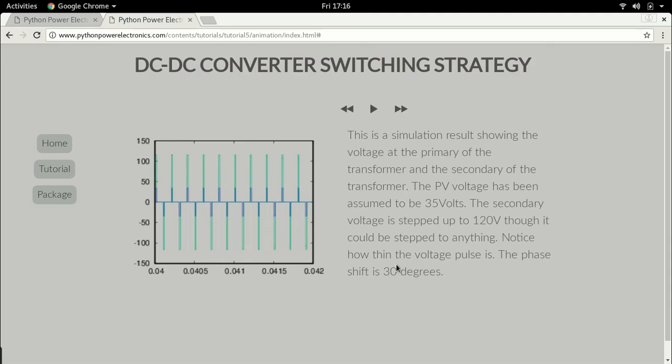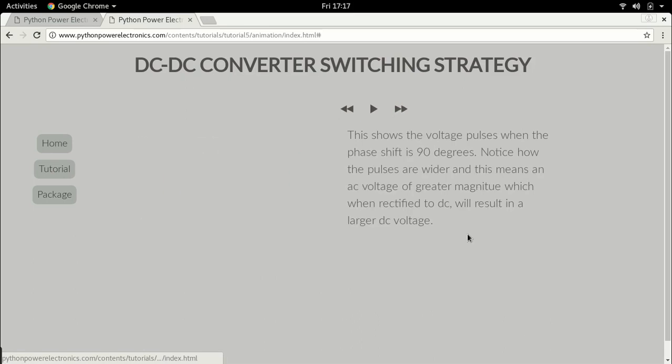Now, here I have chosen the phase shift to be 30 degrees. So what that means is that this voltage here is very slim. Just notice how thin it is. This is what it means when you have a phase shifted voltage of low degree. The lower the phase shift is, the smaller is the output AC voltage. Now let's go to the next one.